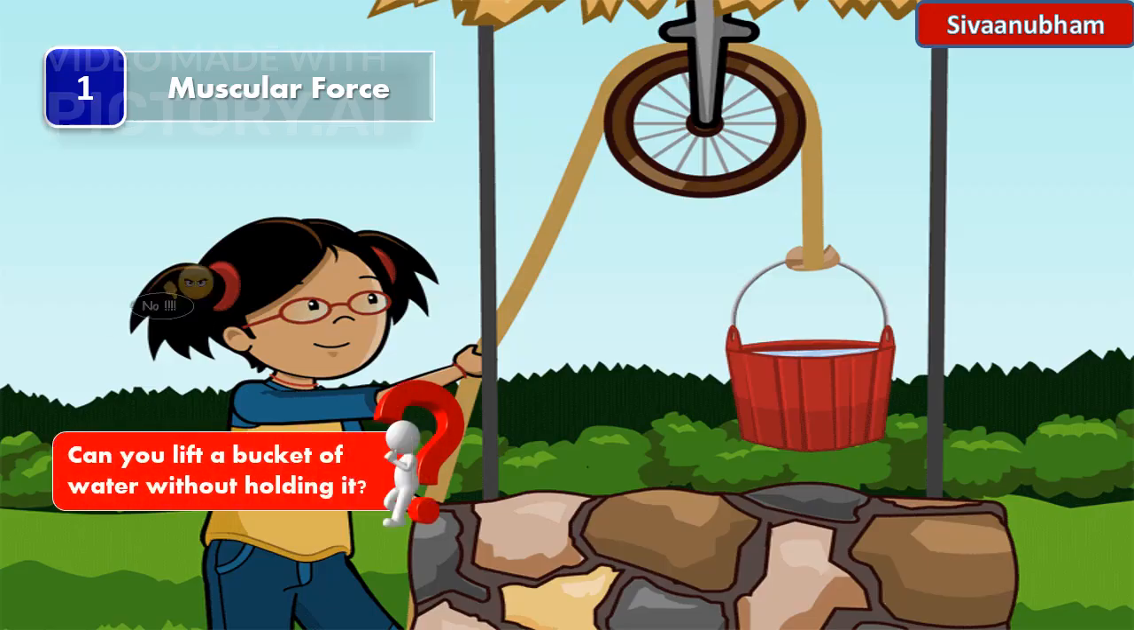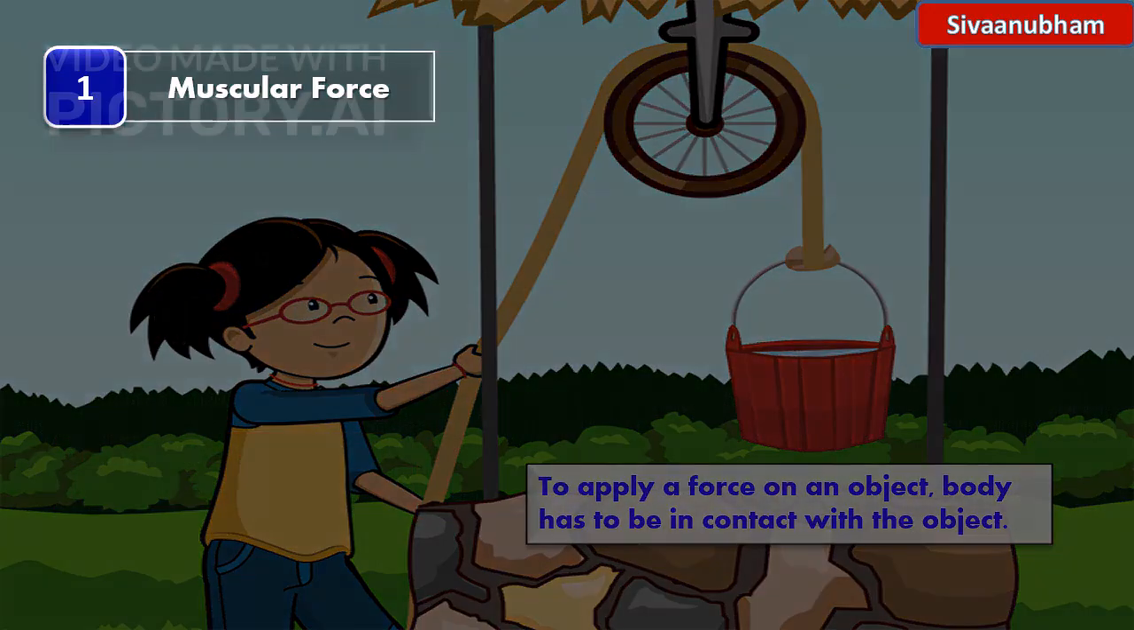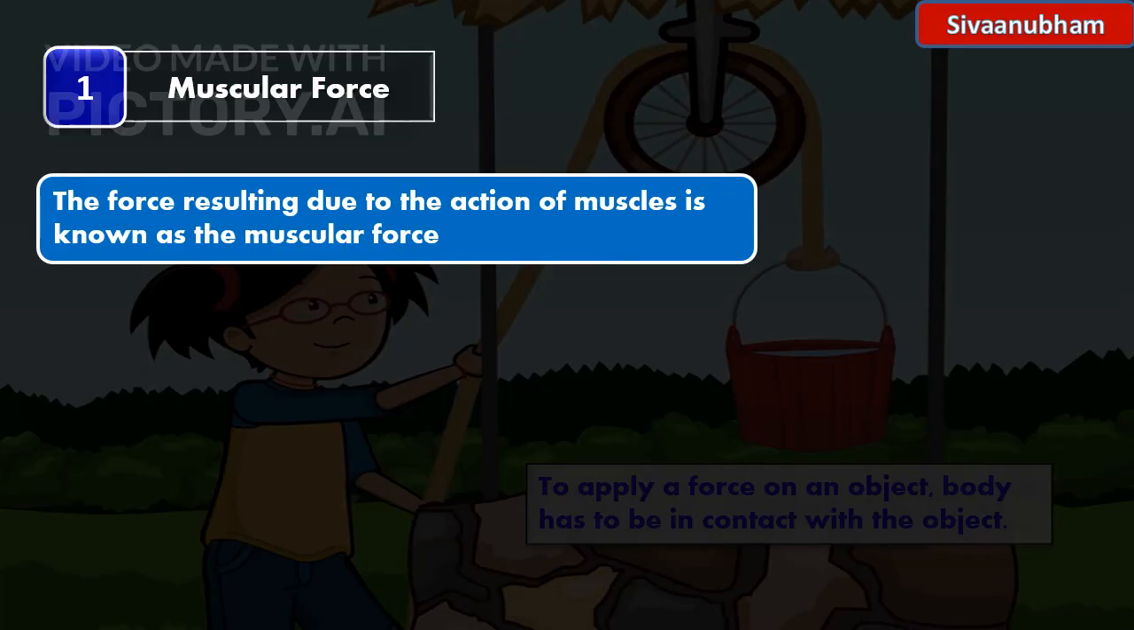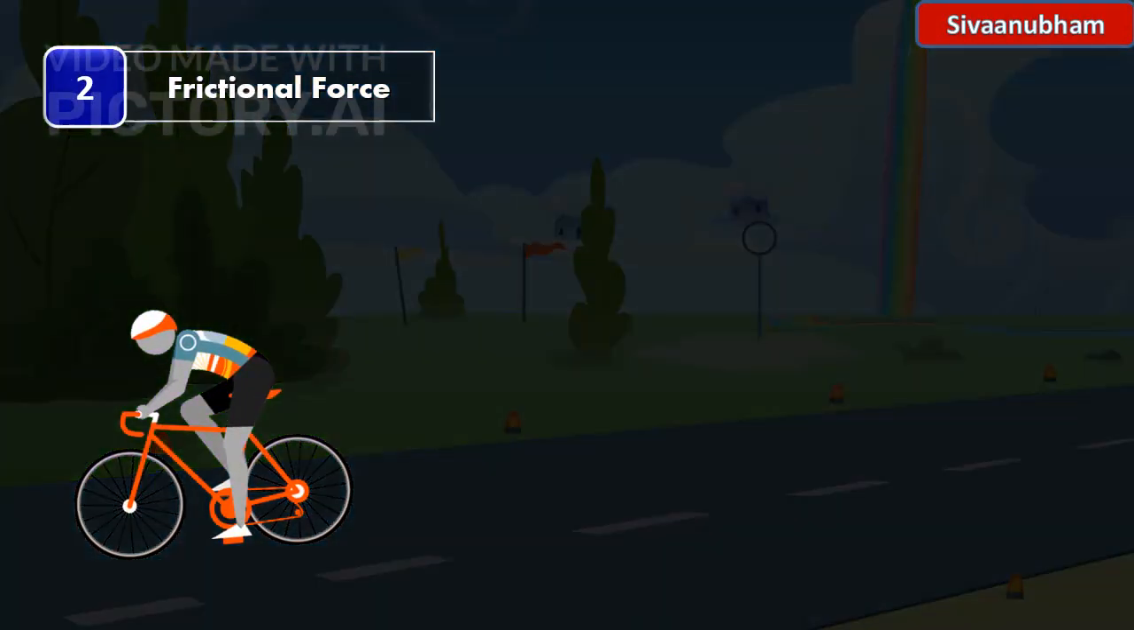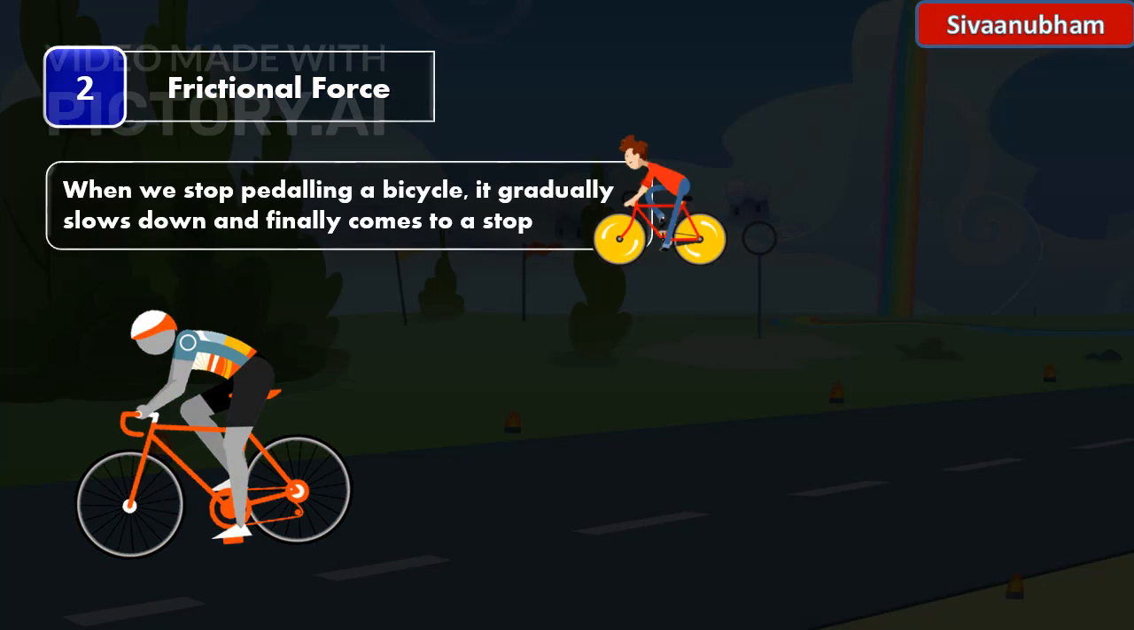Muscular force is exerted by the action of muscles, requiring contact with the object. This force is crucial for performing physical tasks, such as lifting a bucket of water. Frictional force acts opposite to the direction of motion, gradually slowing down moving objects. When we stop pedaling a bicycle, friction causes it to come to a stop.